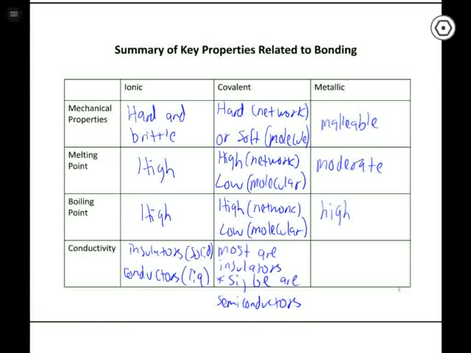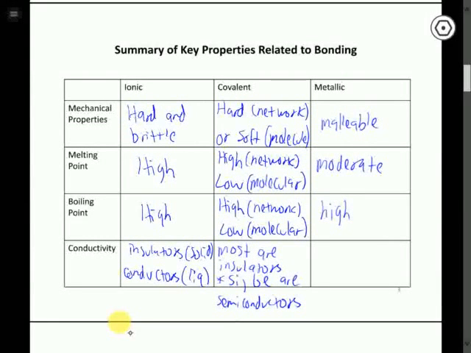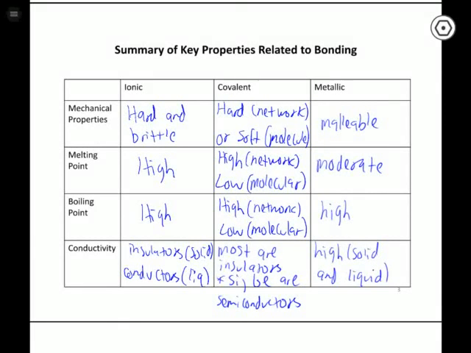And then finally, conductivity. All metals are good conductors. That's one of their key properties, and this is true of both solid and liquid metal. So in both condensed phases, metallic compounds are very good conductors of electricity.